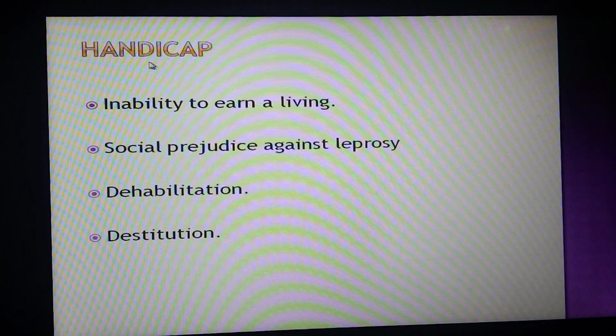Next, in the case of handicap, inability to earn a living is a big problem. Social prejudice against leprosy, then dehabilitation, that was one of the problems. Later, destitution. So this was the case of handicap in leprosy patients.